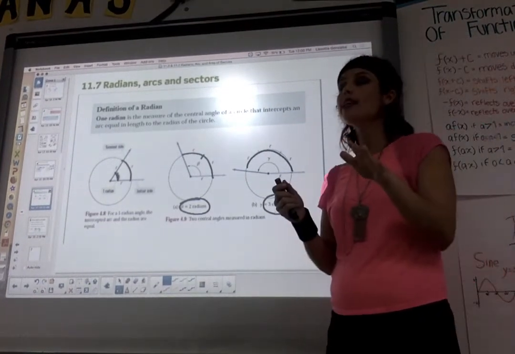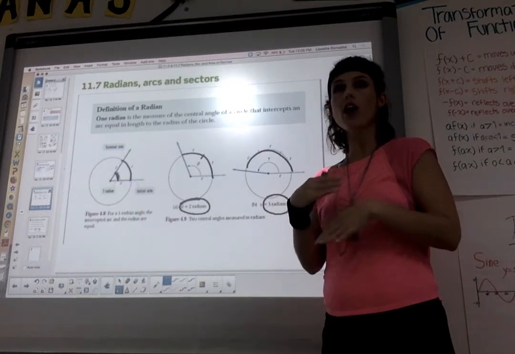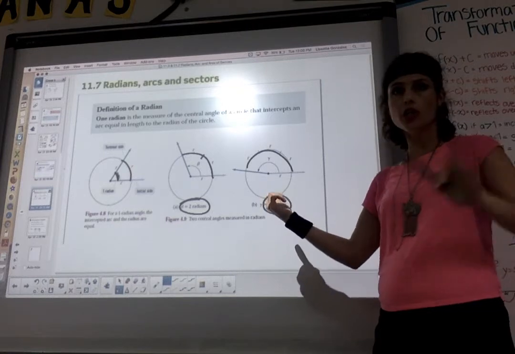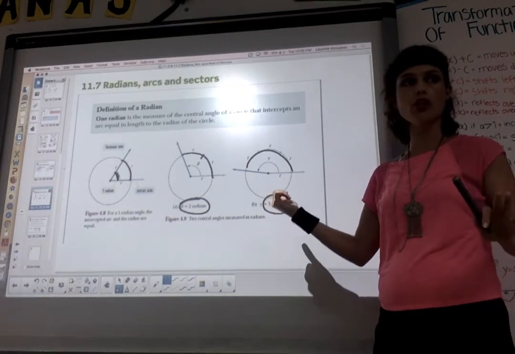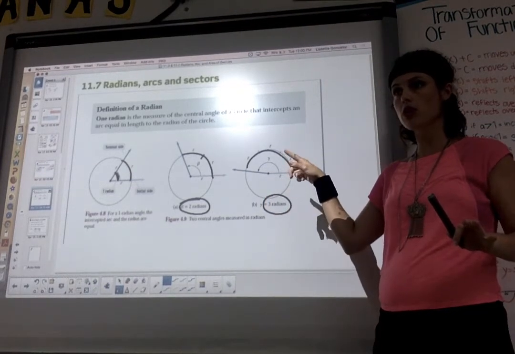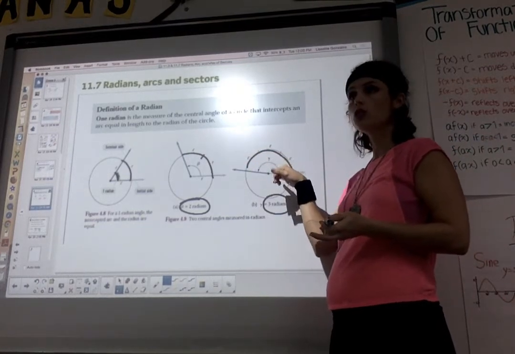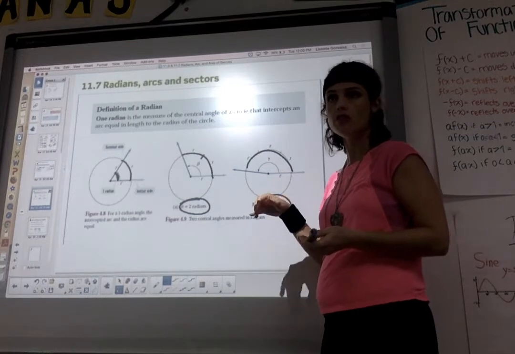Right. So 360, do you agree, is quite arbitrary? The point of radians is to take that arbitrariness out of the picture, and it simply uses the radius to determine the angles instead of degrees.